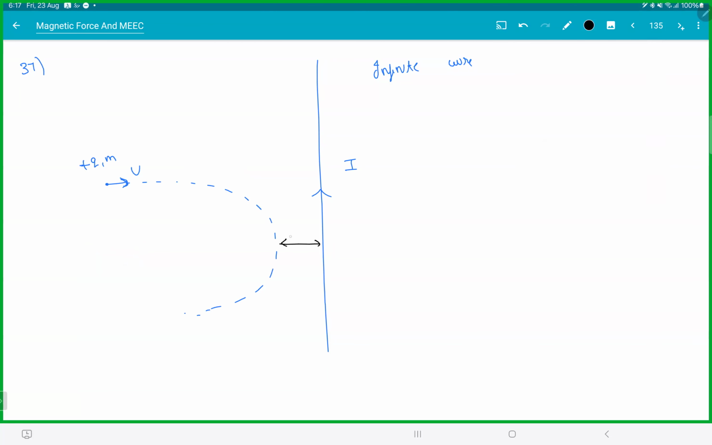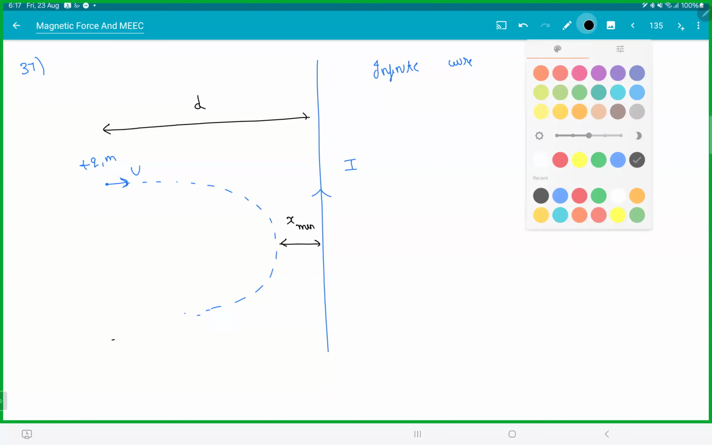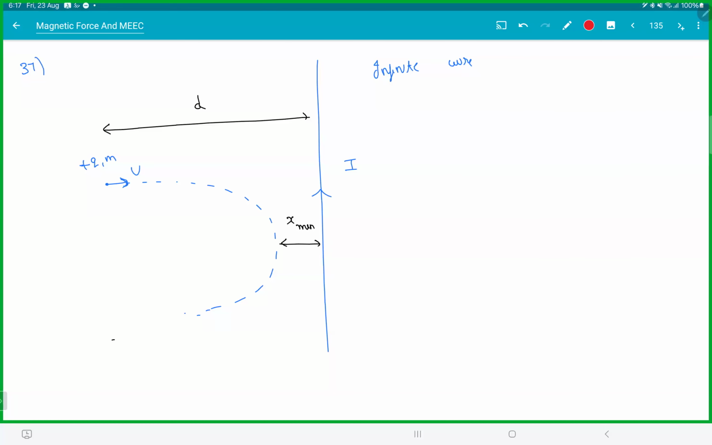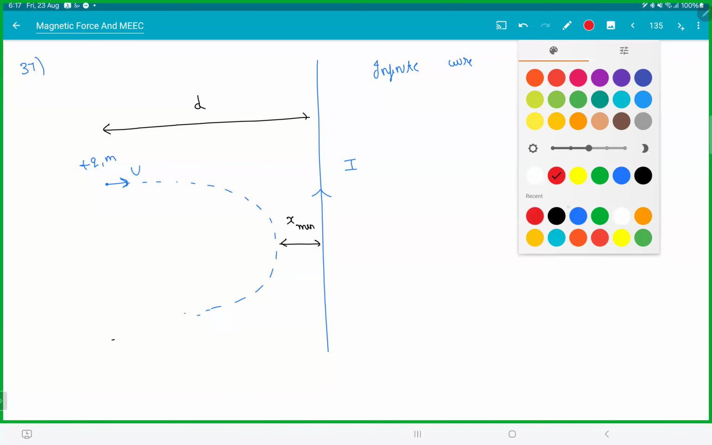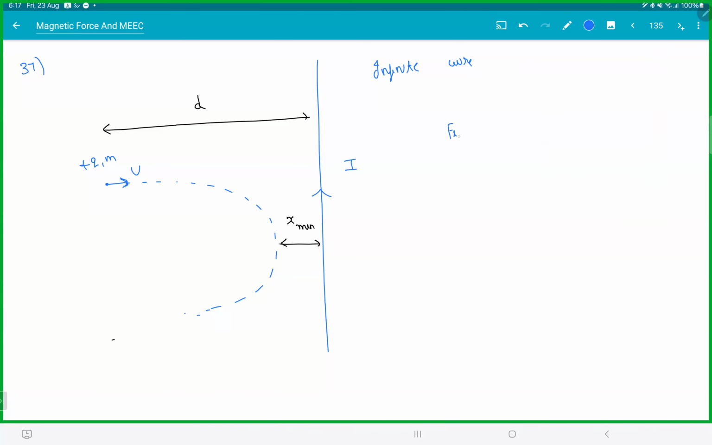This distance is your x minimum. This is the closest you can get to the wire. This was your initial distance d. So this particle was projected towards the infinite wire with speed u, charge q and mass m. Initial distance was d. Find the minimum distance between the wire and the charge. This won't be a proper circle because B is changing every instant.